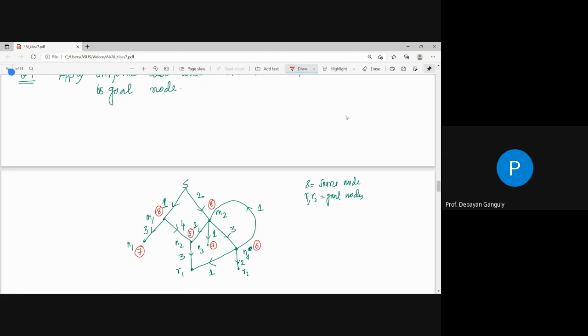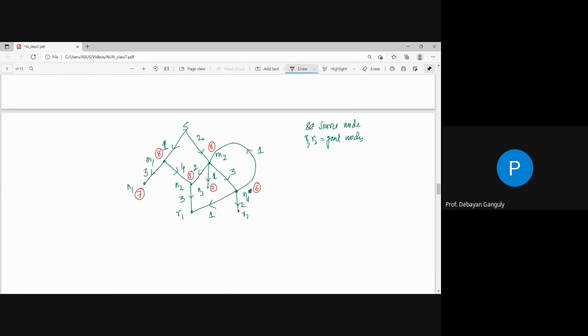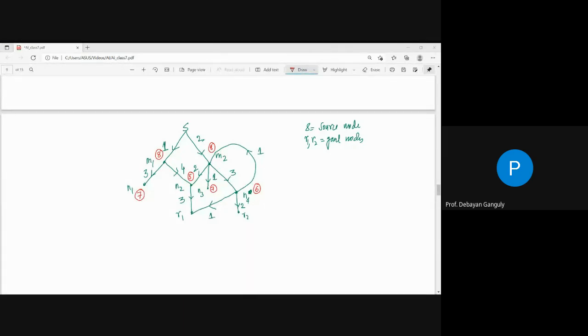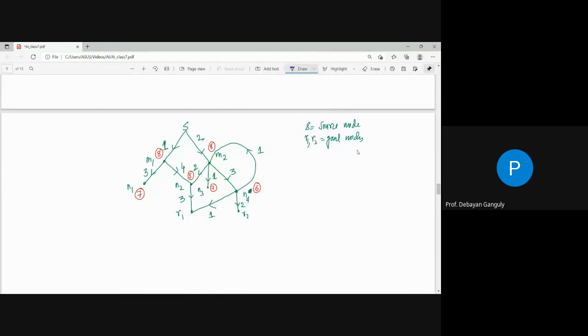So the question is, you have to apply uniform cost as well as the A star algorithm, and you have to find the corresponding cost. Next, the source node heuristic is always zero, and the goal node heuristic is also zero. There is another thing: if I change the heuristics, what should be the case? You have to apply the same A star algorithm. If I change the heuristics, I am changing them with this violet color.